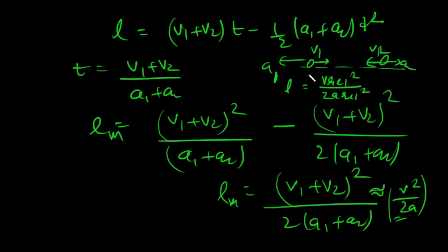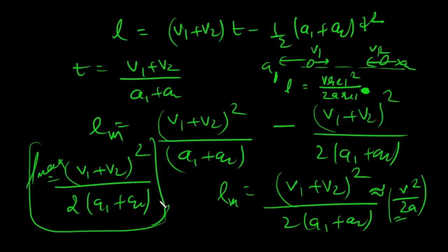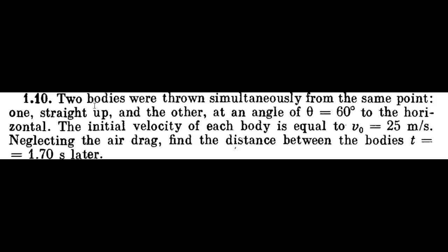So what is velocity relative? This would be v1 plus v2 whole square. What is acceleration relative? This would be twice of a1 plus a2. Not, v relative square by twice a relative. So we would have got the same answer, L max. This is my answer. Alright, so let's move on to the next question.